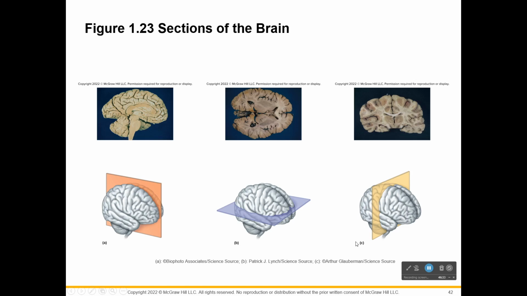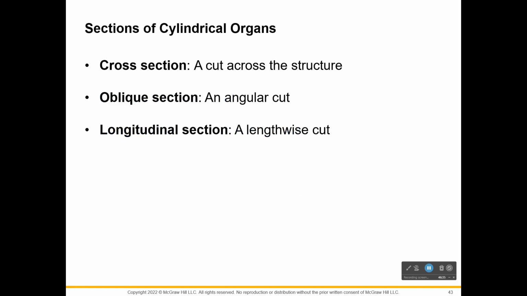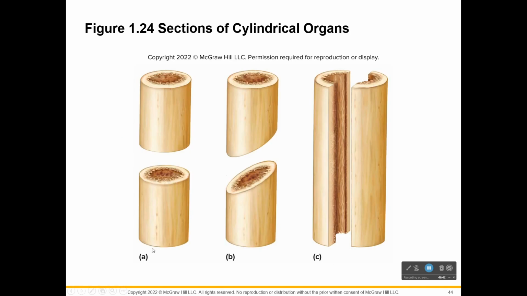Now sometimes we have to cut objects that are more cylindrical, and so we call it a cross section, oblique section, or longitudinal section. And so here's a bone, here's a cross section. Oblique means at an angle, and then longitudinal.